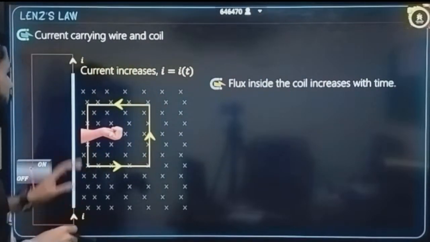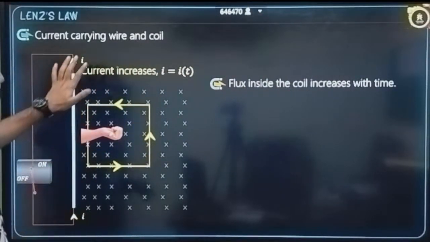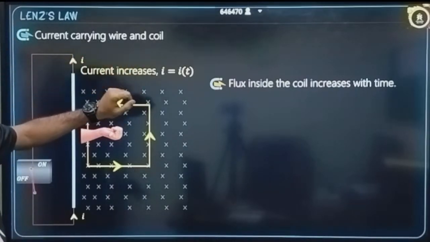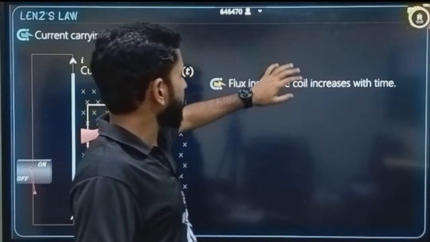Correct. Now here, next case, a current carrying wire and coil system is given. Now what is happening here? What is represented?